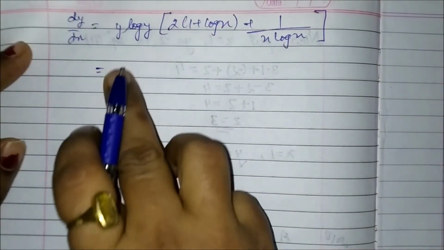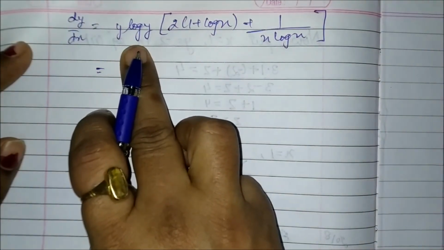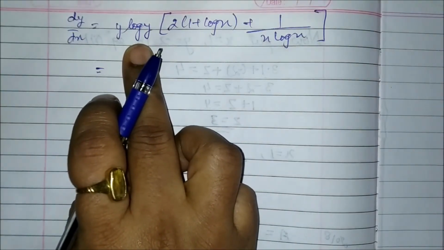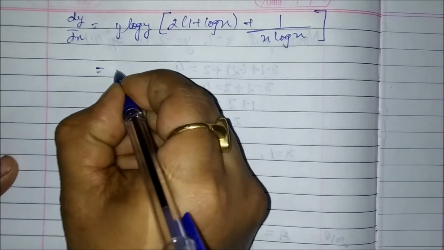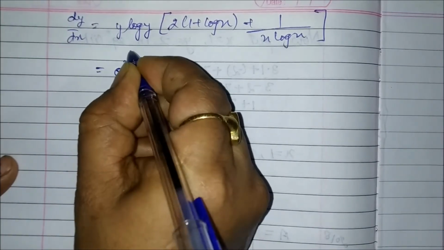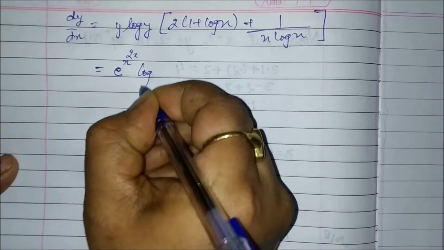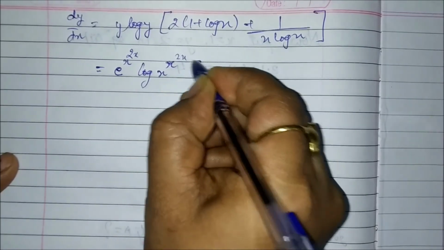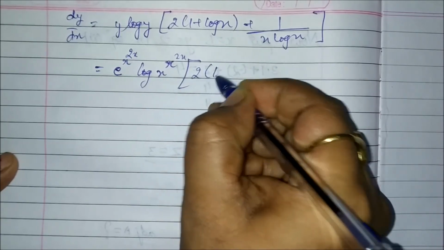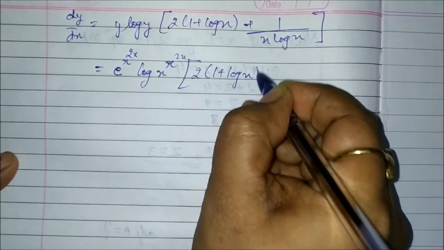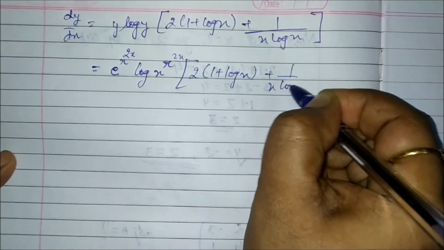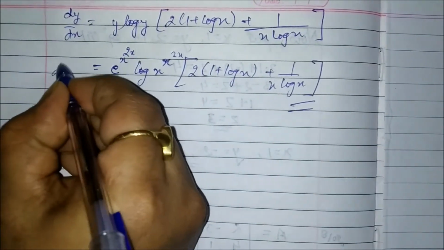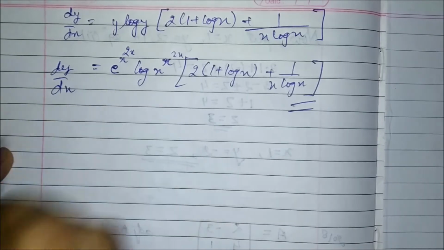Now we will replace this y by the original function. What is the original function? The original function is x raised to 2x. So we get log x raised to x 2x, and we copy all the things which are in the bracket here, plus the 1 upon x log x. So this is the solution of finding dy by dx.